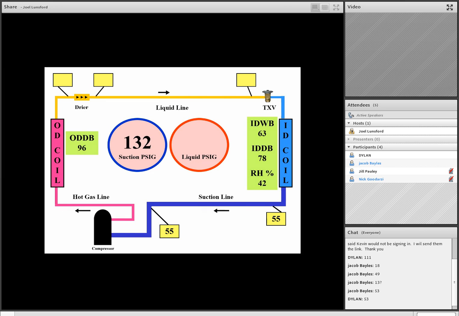What's the pressure temperature conversion at 132 for 410A? Anybody? Step number 1. Anyone? 46. Yeah, that sounds about right, about 46. So 46 degree pressure temperature conversion for 410A at 132 pounds of pressure. And then we notice that the temperature of the suction line leaving the evaporator is 55. So we're running about 9 to 10 degrees of superheat on that indoor coil.